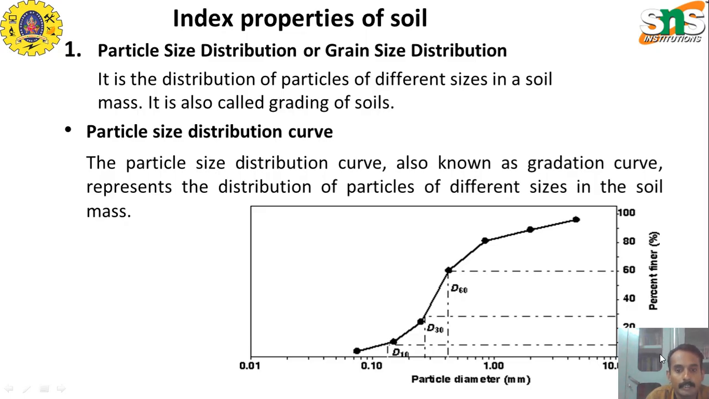It is represented in the form of a graph, and the curve is known as gradation curve, which represents the distribution of particles of different sizes in a soil mass. The particle size is taken along the x-axis in mm in semi-log scale, whereas percentage finer is taken along the y-axis in ordinary scale.